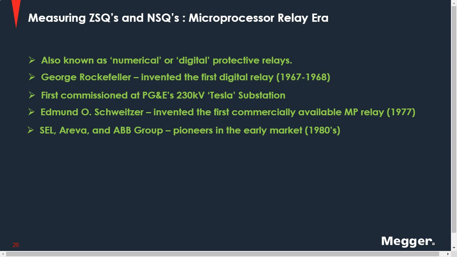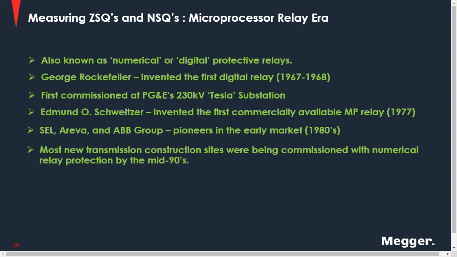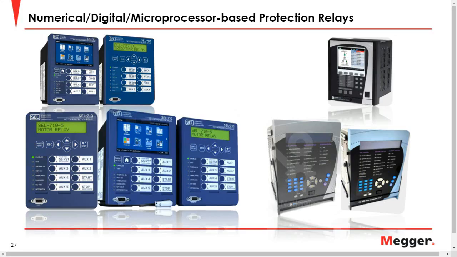numerical/digital/microprocessor relay development. And again, by the mid 90s, right around 1995, these digital relays, microprocessor relays, were being commissioned in most new transmission and generation sites. And this is just a slide that shows some of the microprocessor based relays that you commonly find.